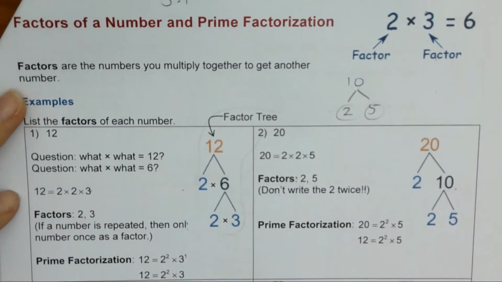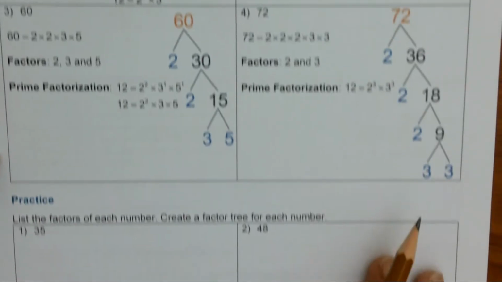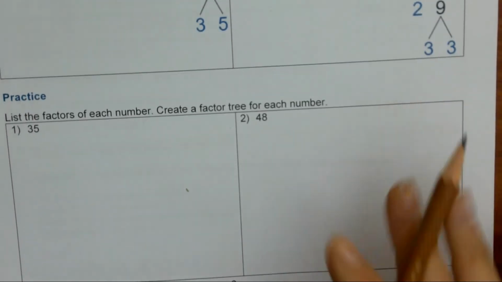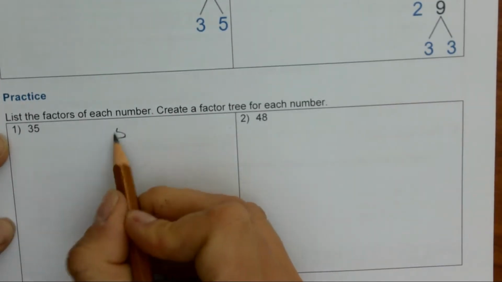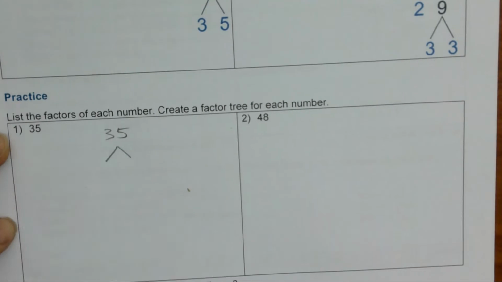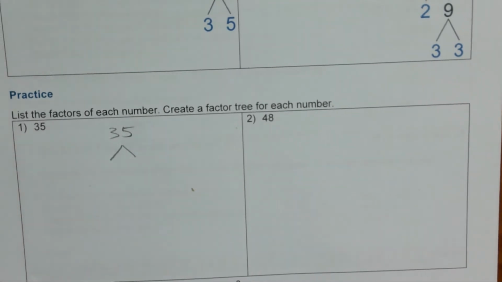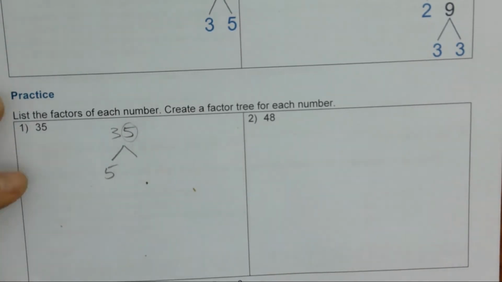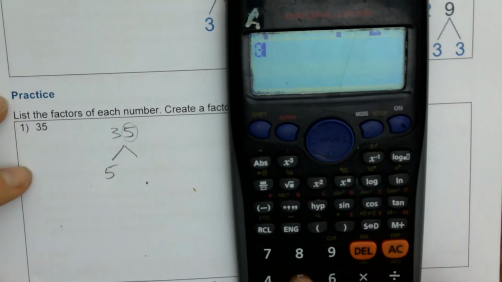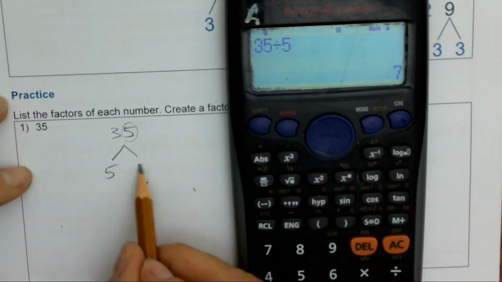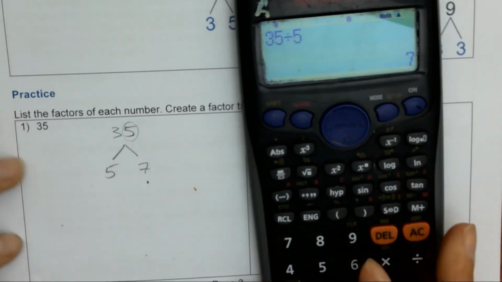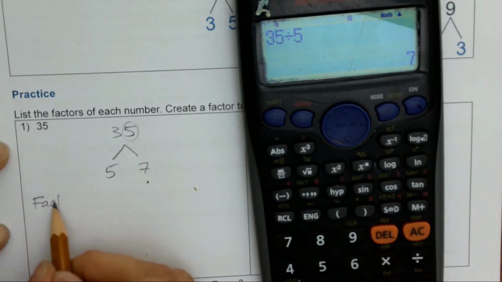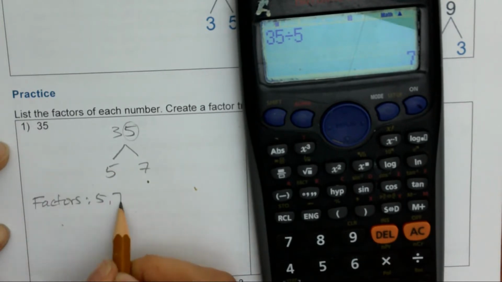So if I go down here to the very bottom of the page, it says list all the factors of each number. So I have 35, and I go, what times what is 35? Well, because it ends in a 5, I know it's 5 times something. So 35 divided by 5, 7. So 5 times 7 is 35. So my factors are 5 and 7.